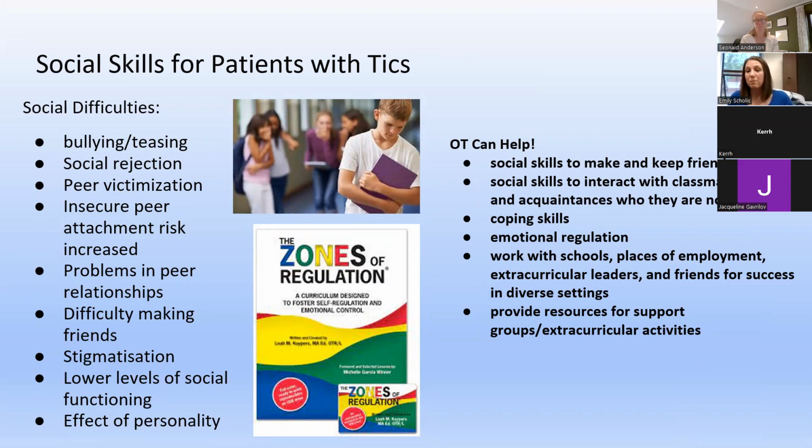So social skills to help them make and keep friends and interact, what's appropriate. Their filter, like we talked about, is a little bit different than a filter maybe in somebody without tics or Tourette's. So helping them understand what's appropriate and what's not, and actually learning that on a more conscious level, whereas for some people, it may just be a little bit more natural and subconscious. Some of those coping skills, working with some of those emotions, emotional regulation, things like that. And then again, working with schools, extracurricular leaders, different things like that. And providing resources and support groups for kids or adults that may need it.